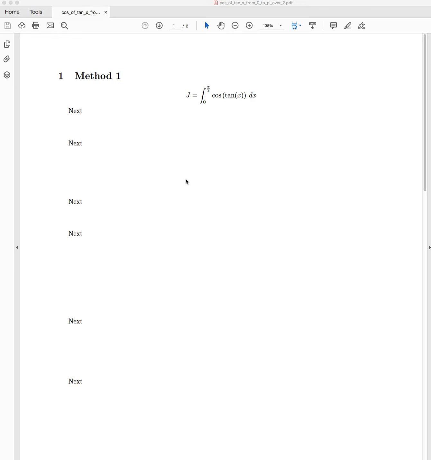G'day everyone. In this video we're going to be covering the definite integral. In this case I've just called it J, which is the integral from 0 to pi over 2 of cos of tan of x dx.